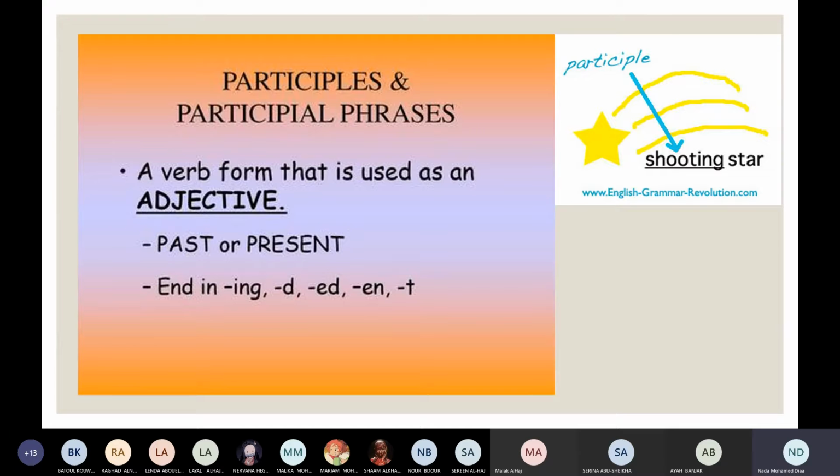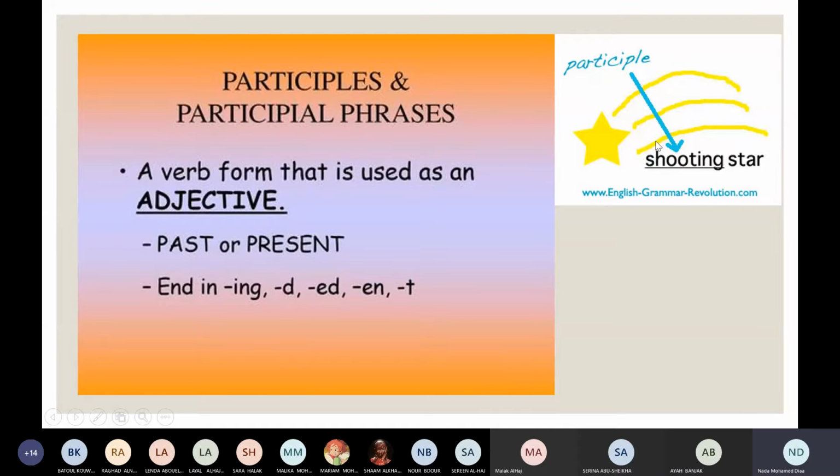So how can I form participle? It is a word that looks like a verb, and sometimes it comes in the present, which ends in ing, and sometimes it comes in the past when it ends with ed or irregular verb. Present ends in ing, past ends in d or ed or irregular verbs. The first thing we agree about is the participle comes as the adjective exactly before the noun it modifies, precedes the noun it modifies. Shooting star.